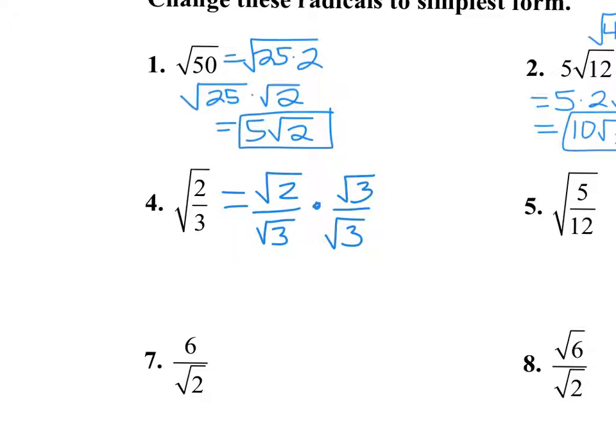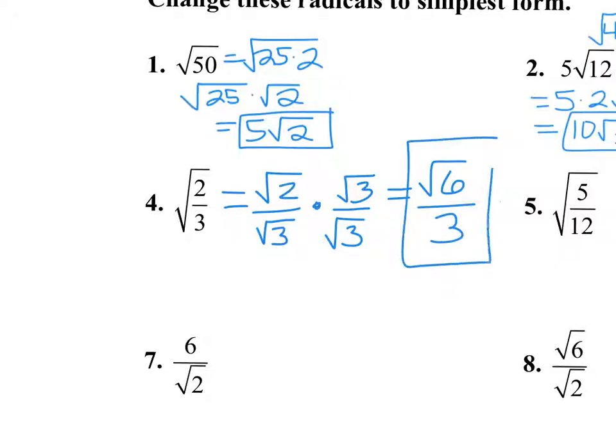Isn't that just 1? Rad 3 over rad 3 is 1, right? So I get rad 2 times rad 3. Do you know what that is? Rad 6. And what is rad 3 times rad 3? Rad 9, which is 3. Perfect. Can you not reduce that? No, you can't. Some people think 3 will go into 6, which it does, but this isn't 6. This is rad 6. And 3 won't go into rad 6.